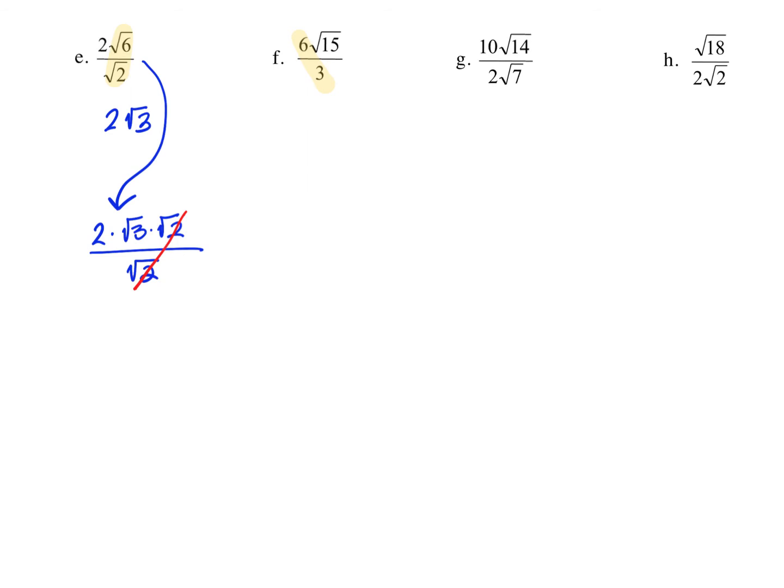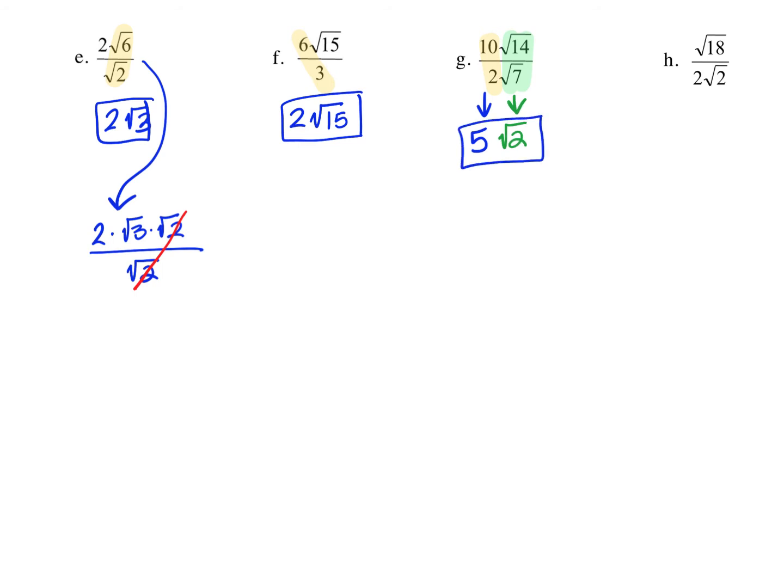For letter F, there's only one radical, but we can simplify the 6 and the 3. So 6 divided by 3 is 2, and then the root 15 cannot be simplified. So that's your answer for that one. Very similar with letter G. We have 10 over 2, so 10 divided by 2 is going to give me 5. And then we have a root 14 divided by a root 7, which is going to give me the square root of 2. And then 5 root 2 cannot be simplified, so this would be your final answer.